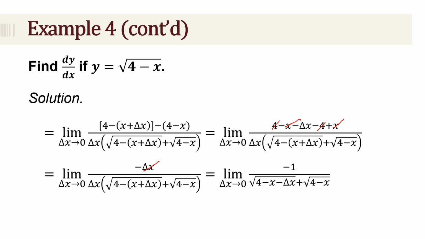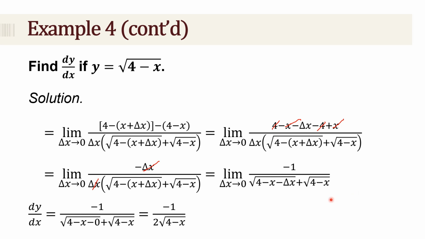So, again, pwede rin natin itong tanggalin, which leaves us with the limit of negative 1 all over square root of 4 minus x minus delta x plus square root of 4 minus x. By direct substitution, that is dy over dx is equal to negative 1 over 2 square root of 4 minus x.